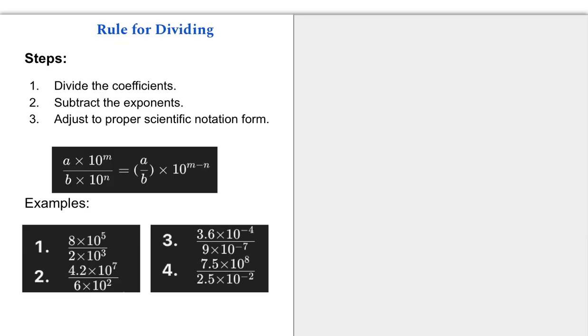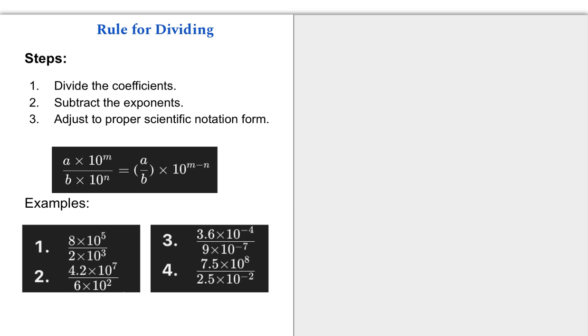Okay, now that we learned the rules for multiplication, let's work on the rules for dividing. Step 1 will be divide the coefficients. Step 2 will be subtract the exponents. And then step 3, again, we're going to adjust to proper scientific notation form, meaning the coefficient has to be a number between 1 and 10. And we're going to make the adjustment either by dividing by tens or multiplying by tens again.